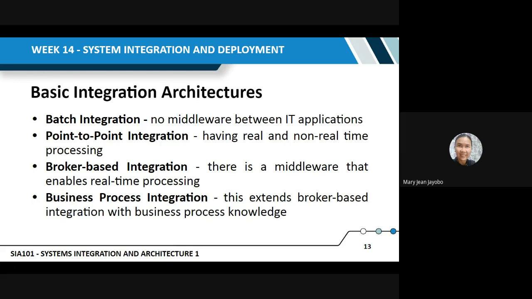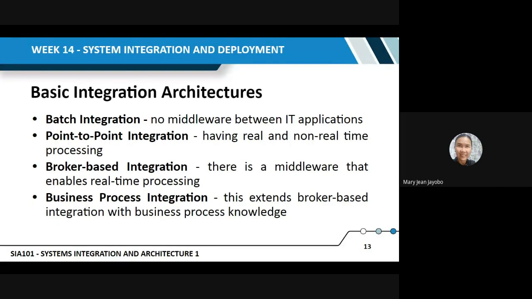So, in this kind of integration, there used to be a combination of real and non-real-time processing. And then we have the broker-based integration. The broker acts as an integration hub that houses messaging routing and data transformation logic.